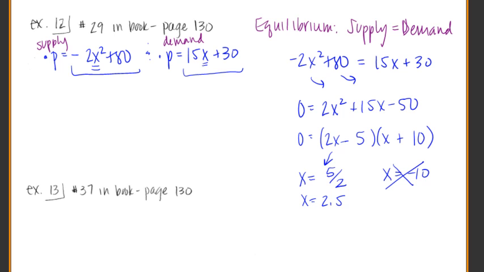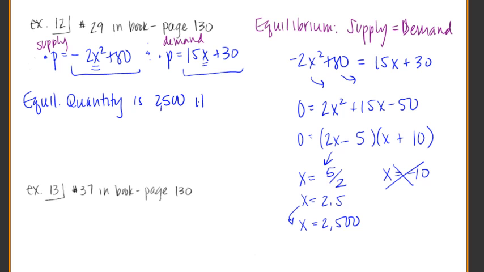Going back real quick, x represents the quantity demanded in units of thousand. So really, this interprets 2.5 as 2,500. Okay? So to answer the question, it says, first of all, what is the equilibrium quantity? So the equilibrium quantity is 2,500 items.